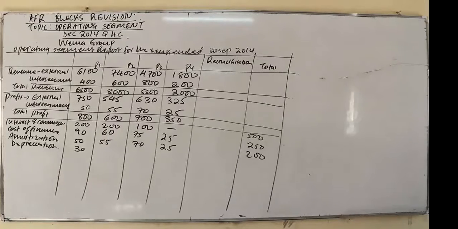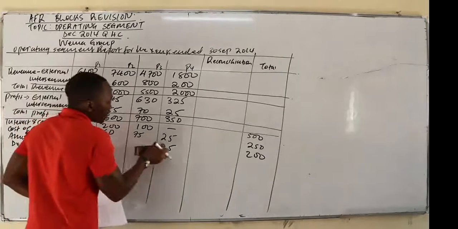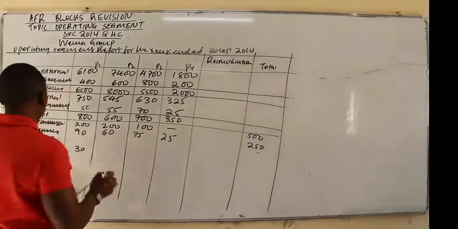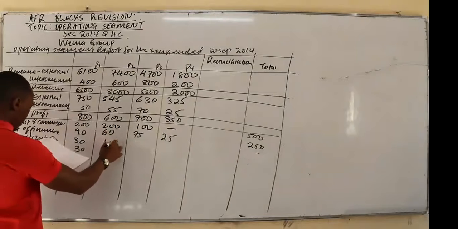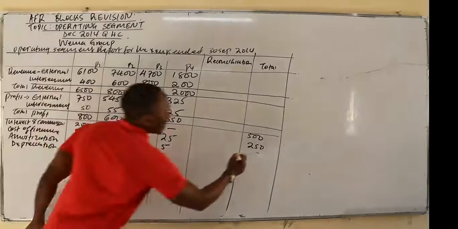Sorry, for amortization, it was not this. I think those figures are wrong. For amortization, we had 30, 10, 10, 5. Yeah, that's 55. Good.